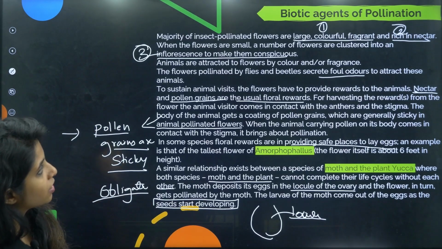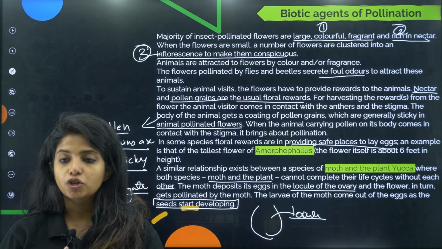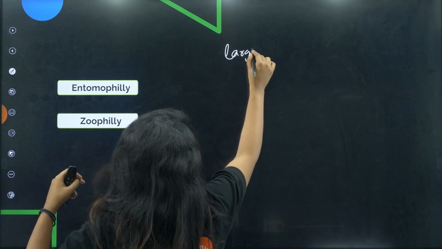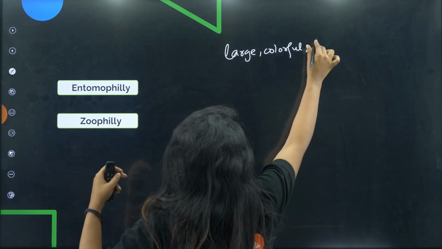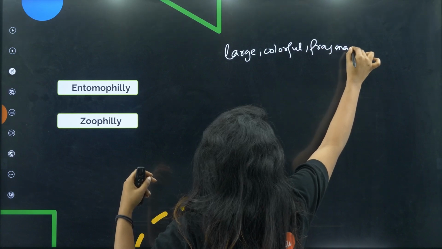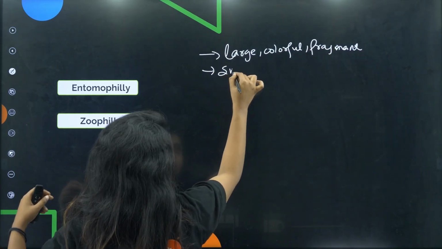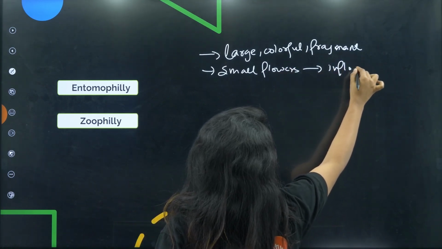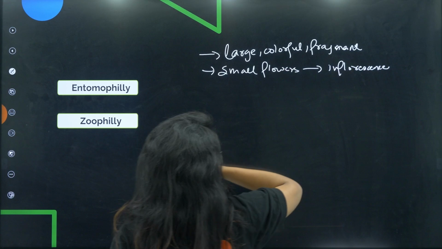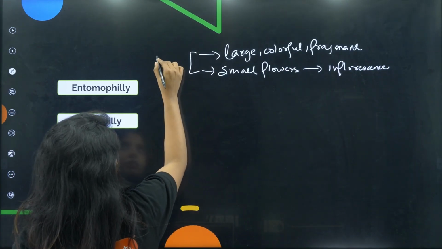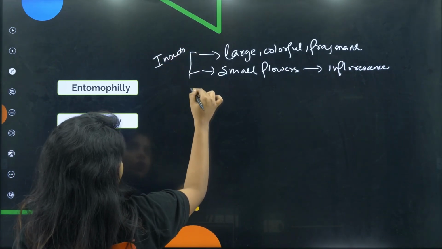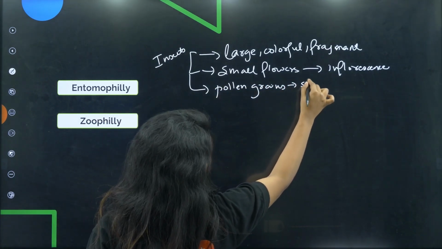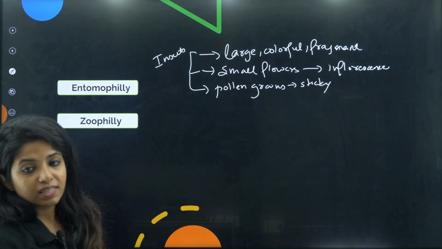So, over here children, what all did we study? That if it has to be insect pollinated, then it should be large, colorful and fragrant. Let us write. Large, colorful, fragrant. And if the flowers are small, small flowers have to come together to form what? Inflorescence, so that it can be easily attracted. Okay, the flower. This is about insects. If we talk about pollen grains, the pollen grains have to be sticky, children. It has to be sticky in nature.